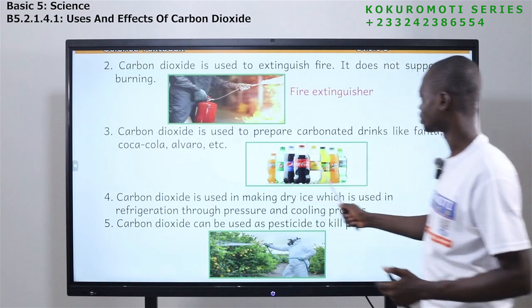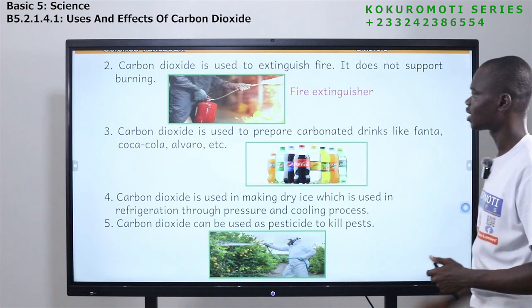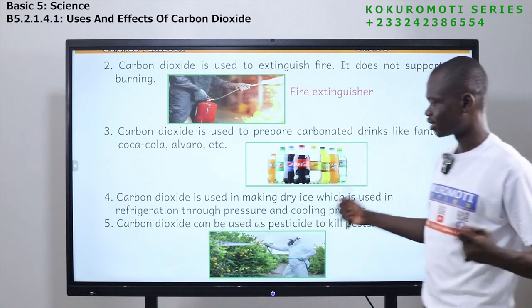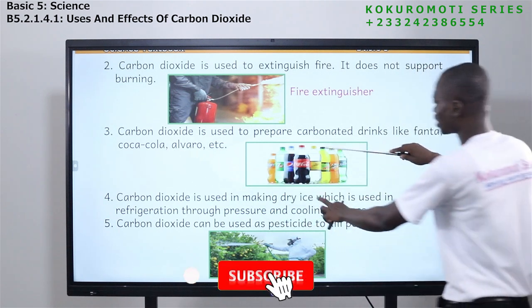Now let's come to this side. Carbon dioxide is used to prepare carbonated drinks like Fanta, Coca-Cola, Avaro, and the rest. So these are the carbonated drinks.